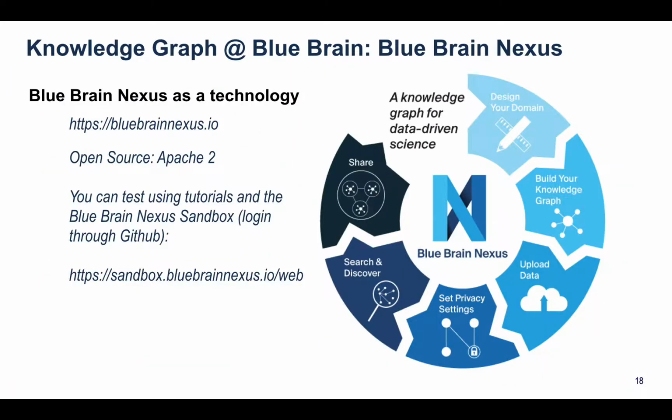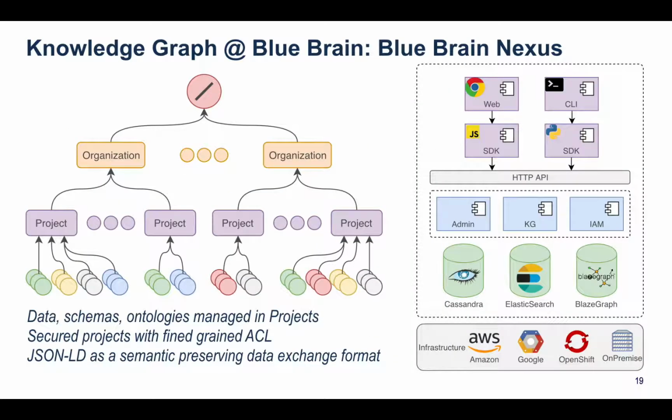Okay, so to do that, well, we build a technology called Blue Brain Nexus, which is a knowledge graph for data-driven science. It's open source, so anybody could go and get it. So it's Apache 2 license and use it as well. So it's a distributed system and streamed system. And we have a set of tutorials as well to test, and a sandbox for people to test. I'll show the sandbox quickly. So I just show the architecture here so that you see where Elasticsearch fits here.